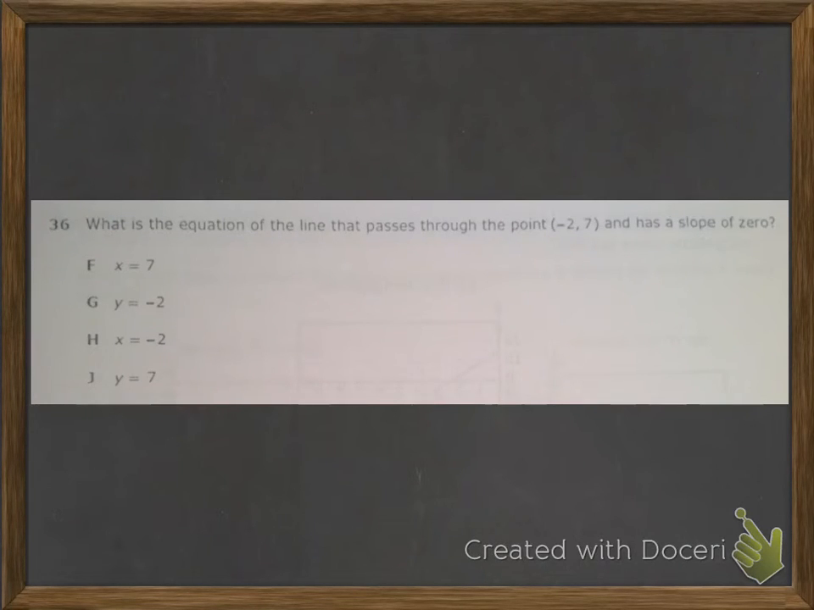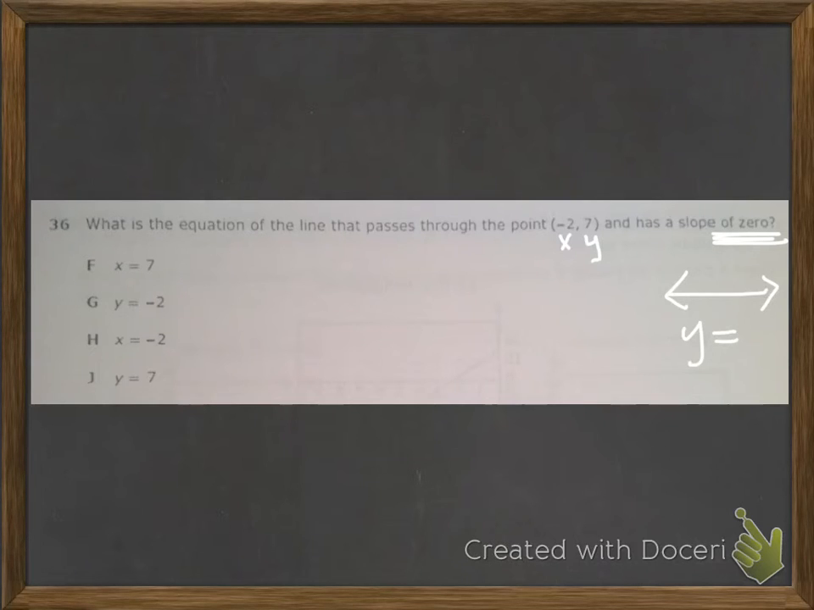All right, now we're on page 5 at the top, number 36. What is the equation of the line that passes through the point -2, 7 and has a slope of 0? So I need you to remember a slope of 0 is going to be a horizontal line. The equation for a horizontal line is always y equals whatever y value is given. It's going to go through the y-axis at that number.